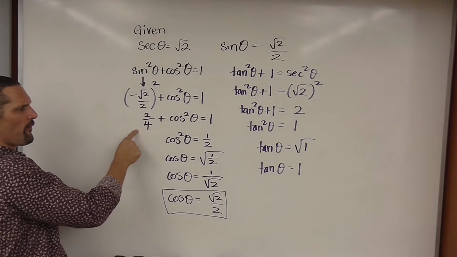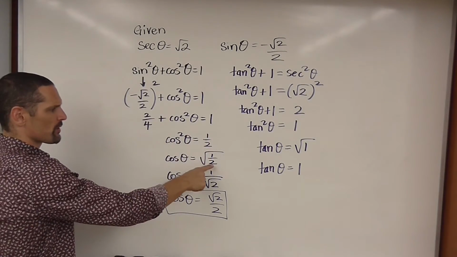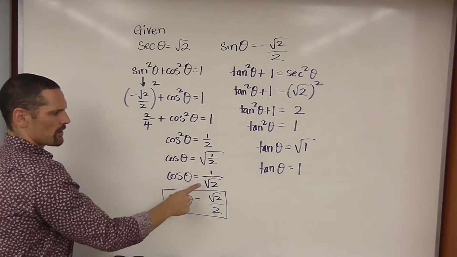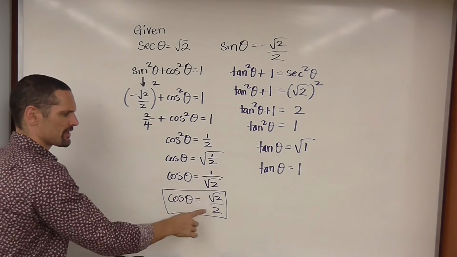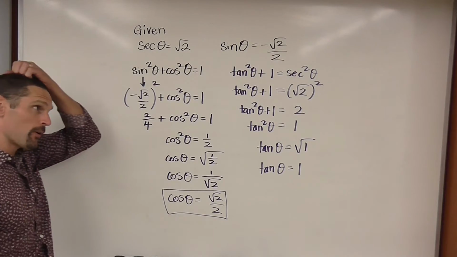Square that, you get 2 over 4. Subtract 2 over 4 from both sides, we get 1/2. Square root both sides. Square root of 1 over square root of 2 is 1 over square root of 2. Rationalize that and we get root 2 over 2, which is exactly what we got when we used our reciprocal identities.